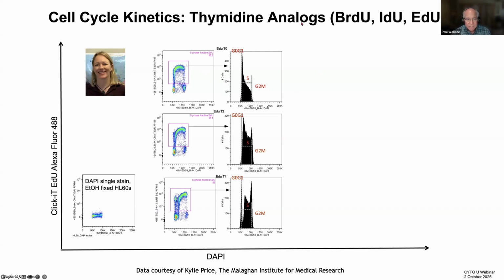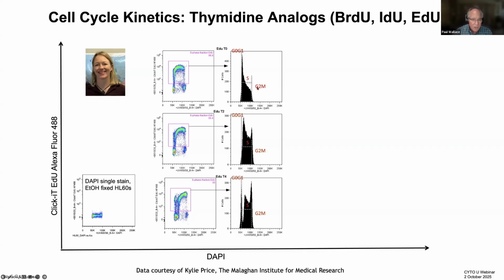So here at T0, you can see that all the cells have taken up, in this case, the click-it EdU. These are HL60 cells that were pulsed for an hour with EdU, and then returned to culture and sampled at 2-hour intervals, and then counterstained with DAPI, as you can see down here. The gating on EdU positive cells, which is here, shows that really all the cells that are in S phase have taken up the label, and there's really none left over in G0, G1, or in G2M.